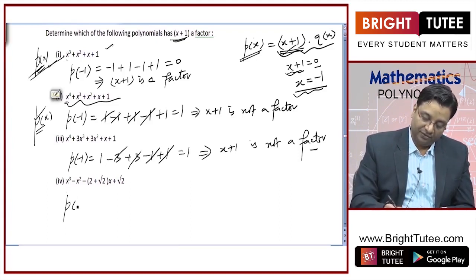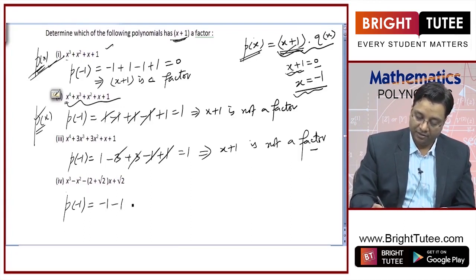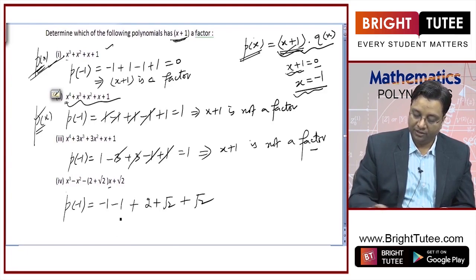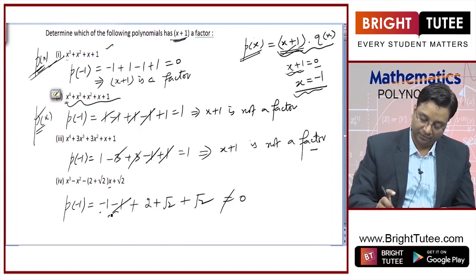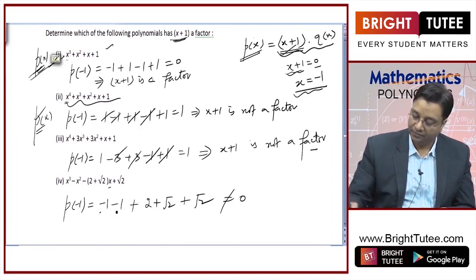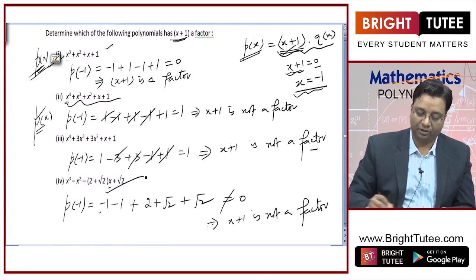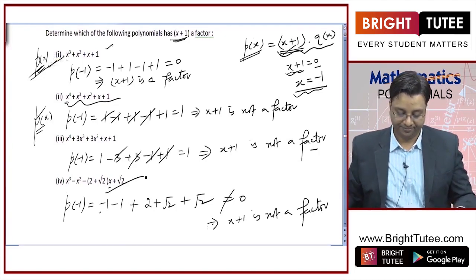In this, p of negative 1 is equal to minus 1, minus, and this is negative 1. So minus plus 2 plus root 2 and then plus root 2. Obviously this will not be equal to 0. These cannot be cancelled. So this will not be equal to 0. Hence x plus 1 is not a factor of this polynomial here.